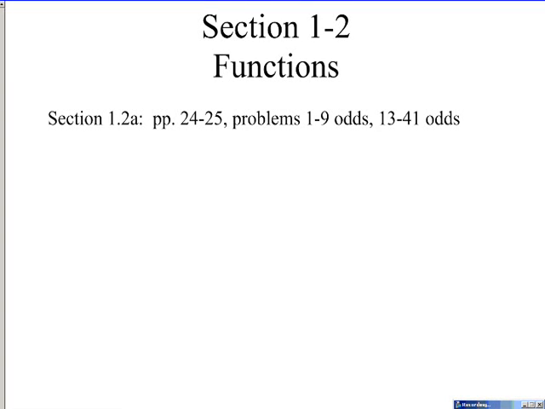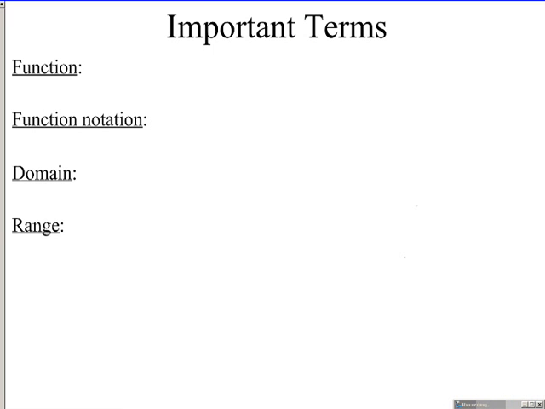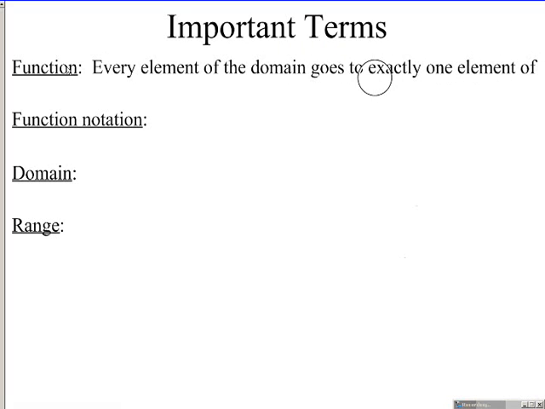Section 1.2, functions. Once again, starting with some important terms. A function is a relation in which every element of the domain goes to exactly one element of the range.